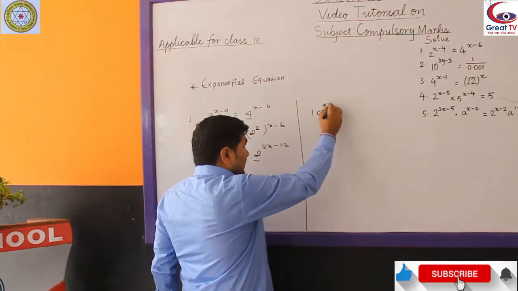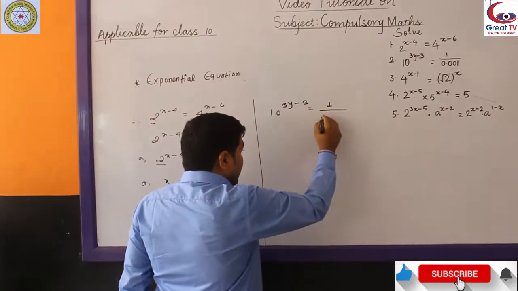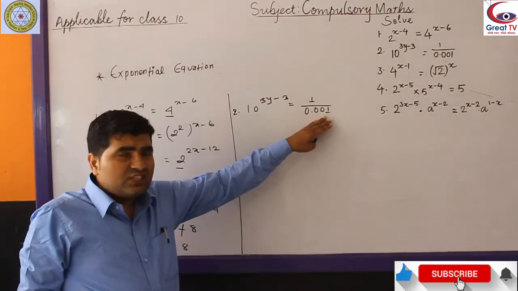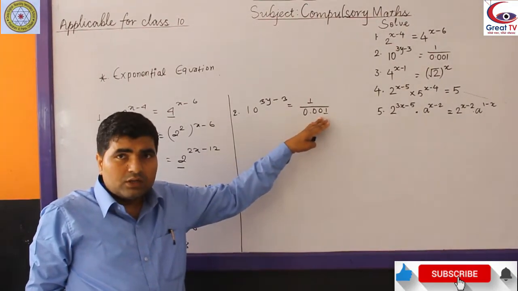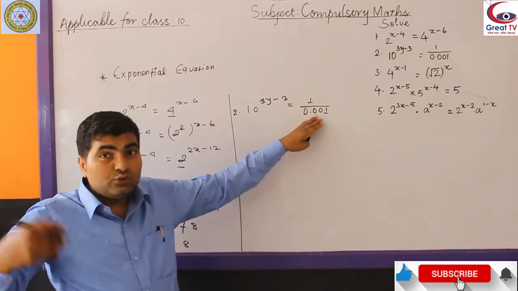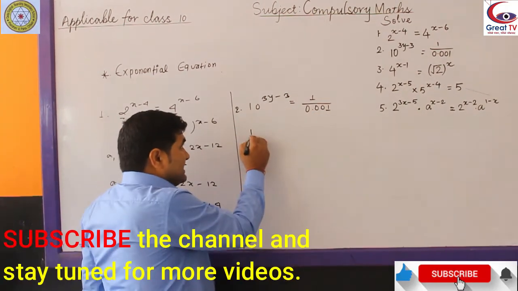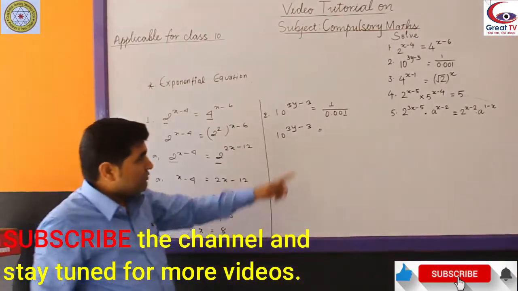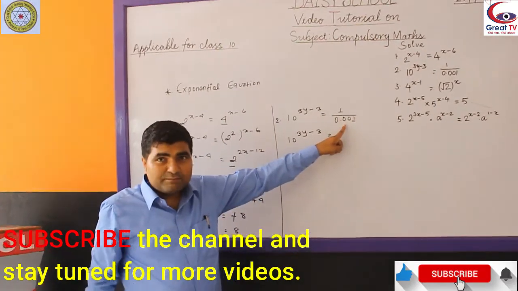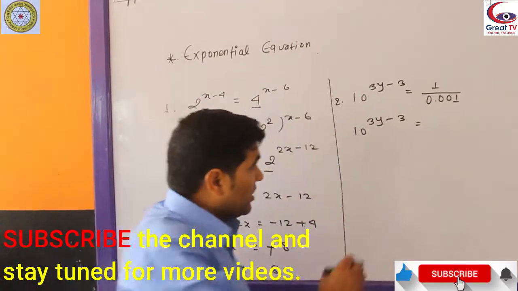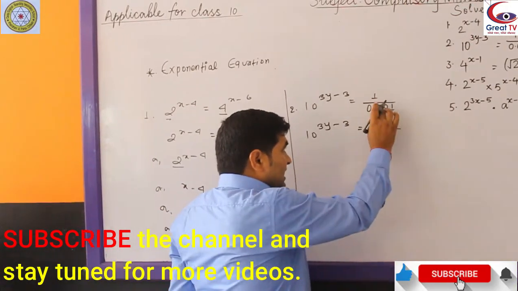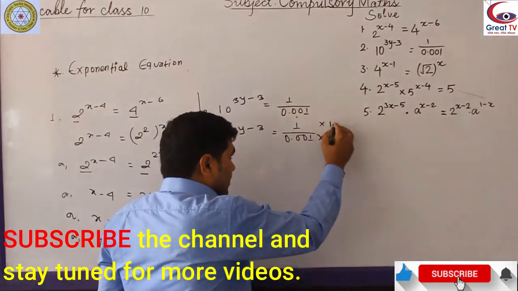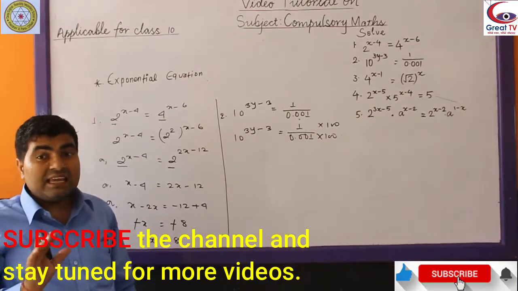10 to the power 3y minus 3 equal to 1 divided by 0.001. 0.001 is not an integer, this one is a decimal number. So please, first try to change this one into an integer. How do we change a decimal number into an integer? You already studied this in class 4, class 5. After the decimal point, what is the number of digits? Multiply by that power of 10. Here there are 3 digits after the decimal point in 0.001, so multiply by 1000 up and down. That is, in the numerator and denominator multiply by the same number.